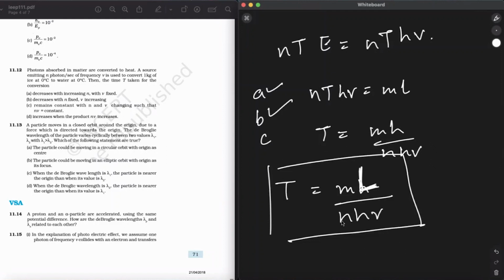Maybe let me check. So if I take n nu as constant, then other factors are there and so the time taken for conversion decreases with increasing nu. That is a different thing.